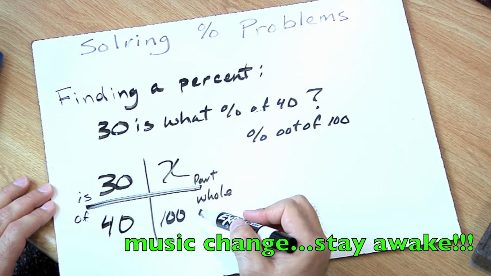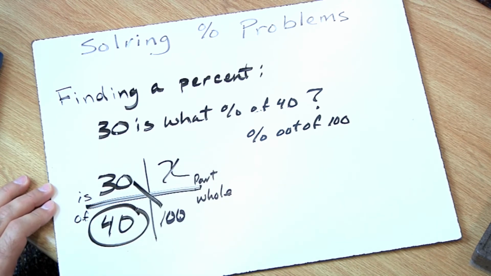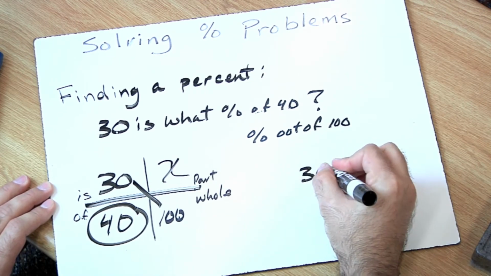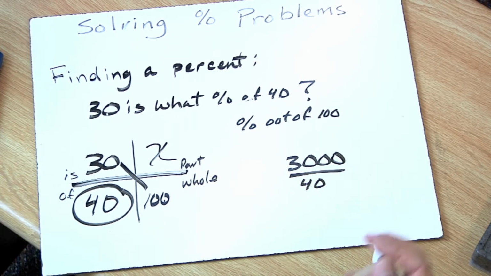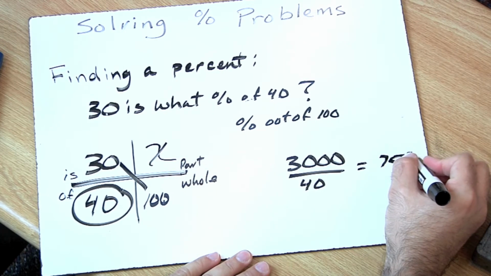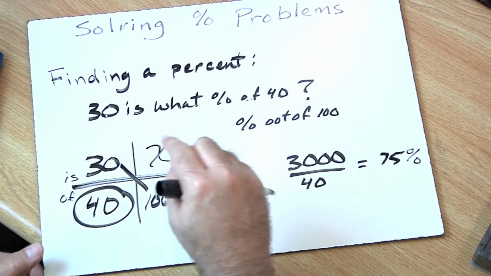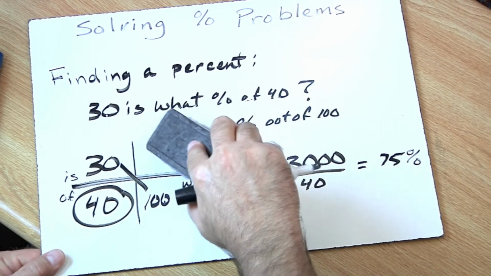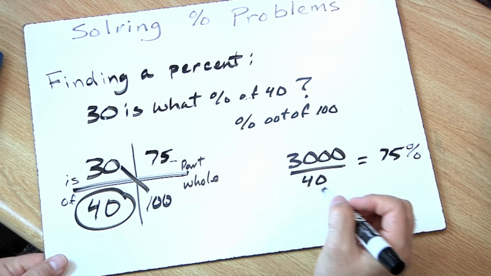So we're going to take a look at our box and know that the 2 numbers at an angle are the ones we multiply, and we're going to divide by 40. So 30 times 100 is 3,000, and we're going to divide that by 40. Well, 3,000 divided by 40 is 75. Well, 75 over 100 is 75%. That's 75 out of 100. Very good. So we could replace the x with 75 now, and we have a complete box.